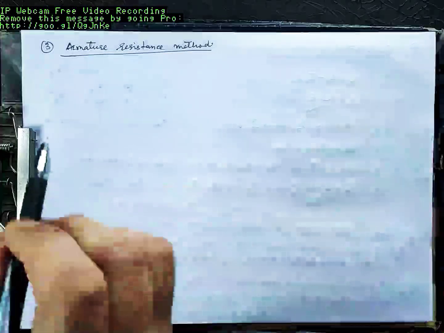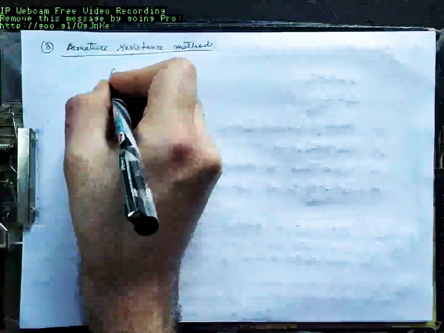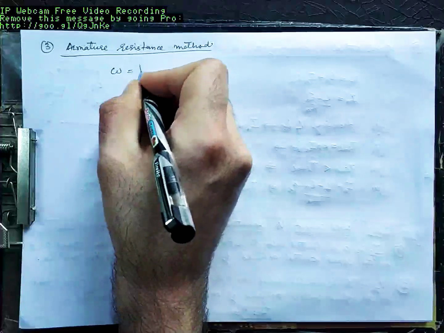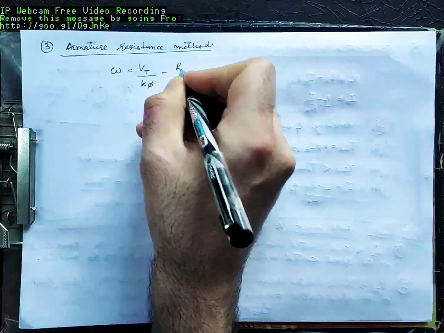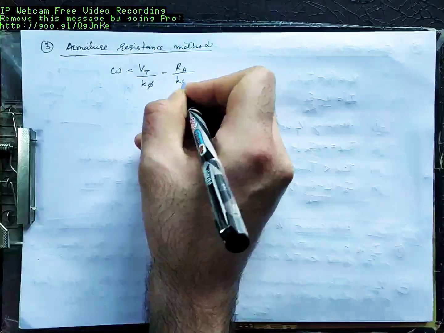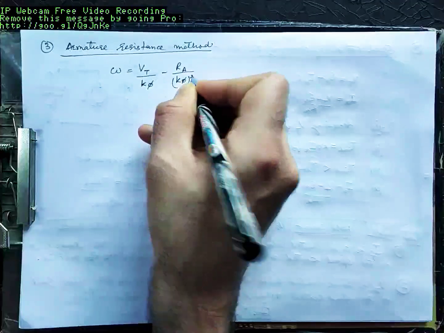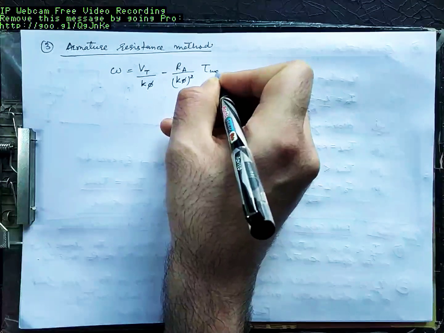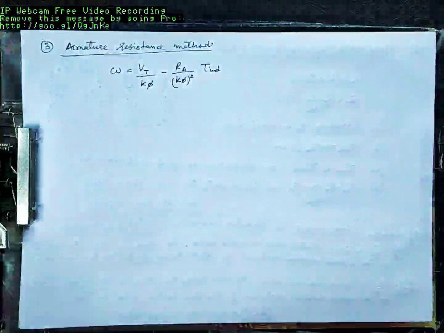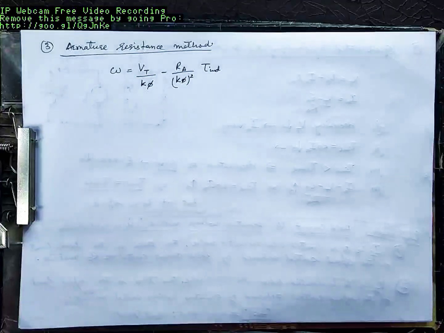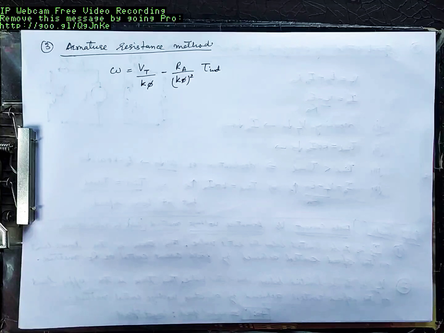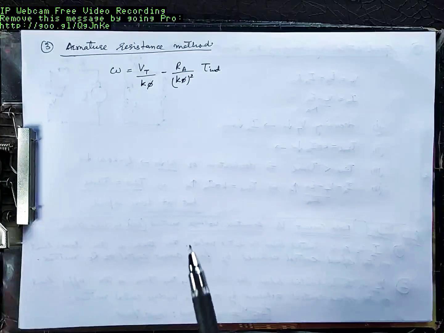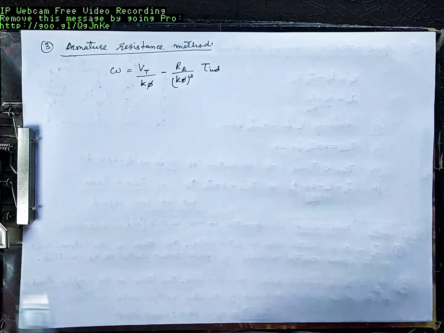For the sake of argument, how this method works basically: in the last lecture we discussed omega is equal to Vt by k phi minus Ra divided by k phi square into tau induced. You can refer to the last lecture. And please go through lectures sequentially. First look at lecture 1, then watch lecture 2, then lecture 3, 4, 5, 6 and so on. Don't just jump into lecture 4 first, then lecture 1, then 3, then 5. No.